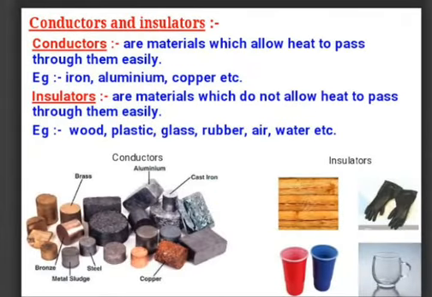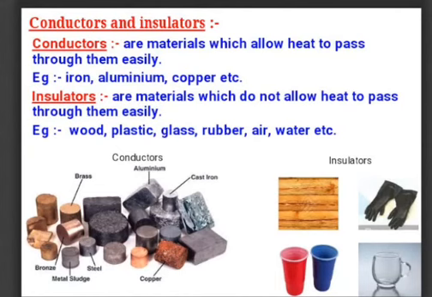Conductors and insulators. What are conductors and insulators? Conductors are the materials which allow heat to pass through them easily. Examples: iron, aluminium, copper, etc. Insulators are the materials which do not allow heat to pass through them easily.